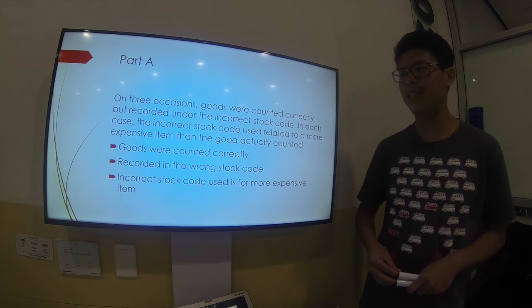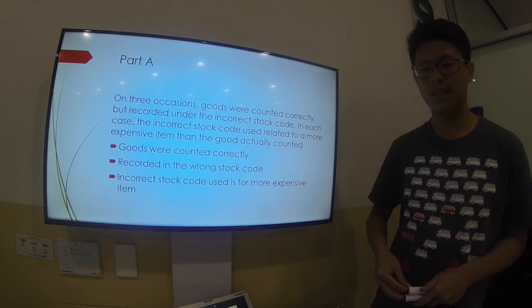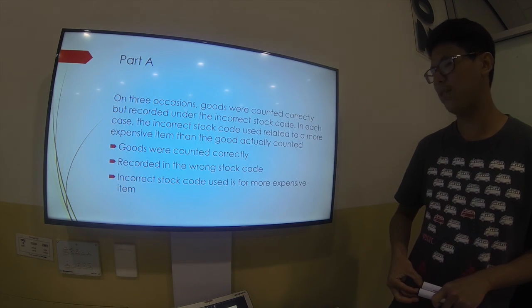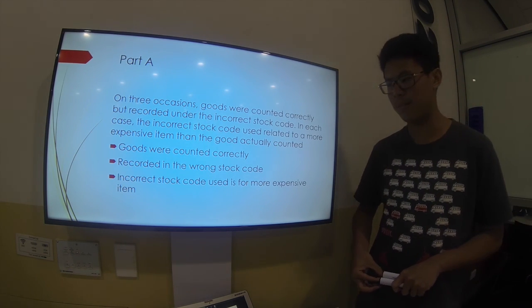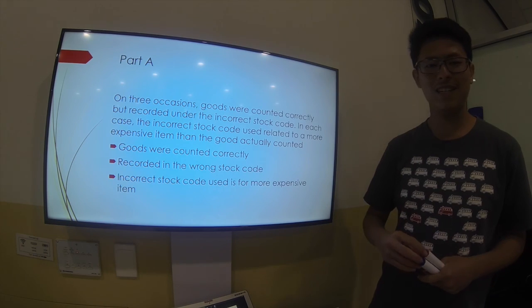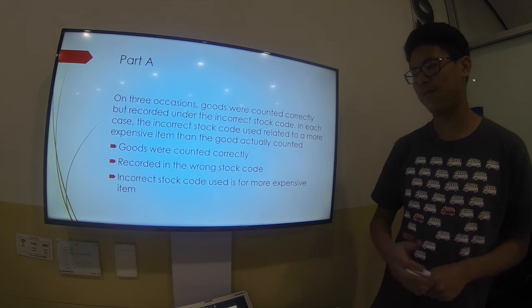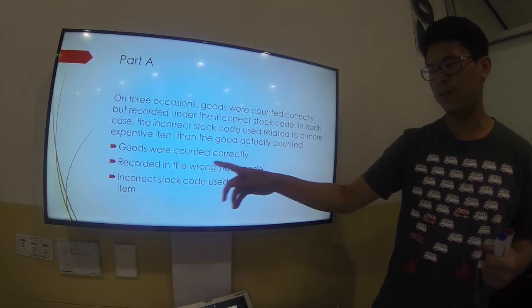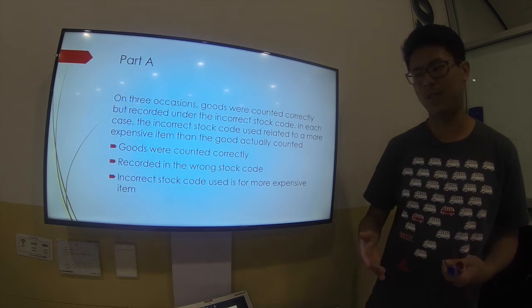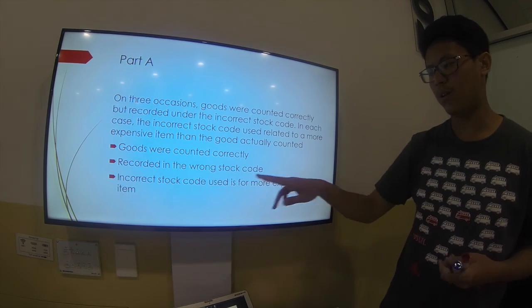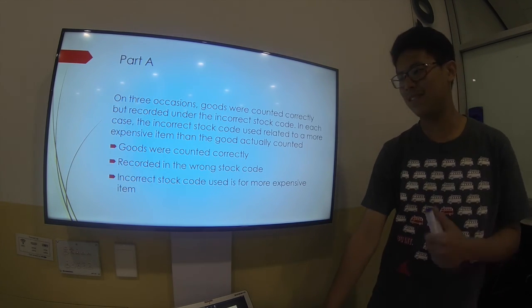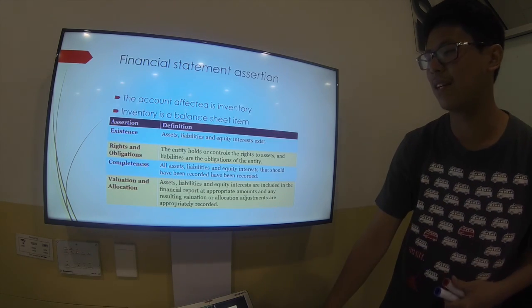On part A, on 3 occasions, goods were counted correctly but recorded under the incorrect stock code. In each case, the incorrect stock code used related to a more expensive item than the good actually counted. So here, when we have a stock take, we count the inventory or stock that we have, and the goods were counted correctly. Let's say we have 100 items in our inventory, and we counted all of them. But then some of them were recorded under the wrong stock code, and the incorrect stock code is for a more expensive item. There is some risk according to this, and it's going to be in the next slide.